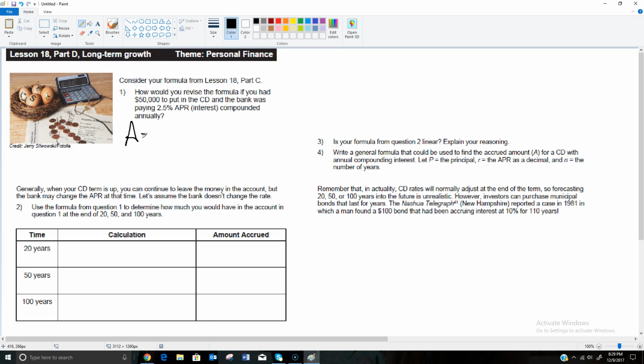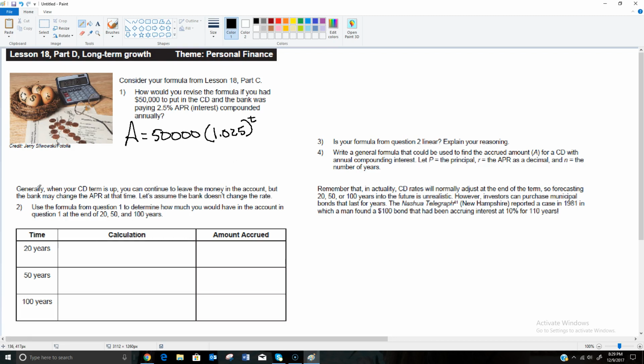If that was the case, the amount accrued, you would start with $50,000, and on the inside, instead of 1.02, you'd have 1.025. Make sure you always shift that decimal over 2 spots. If you shifted it over just 1 spot, you'd be giving yourself 25% interest, which would be fantastic, but not very realistic. And then compounded annually, again, we're going to use T. Every time we add a year on, we multiply what we had before times another 1.025.